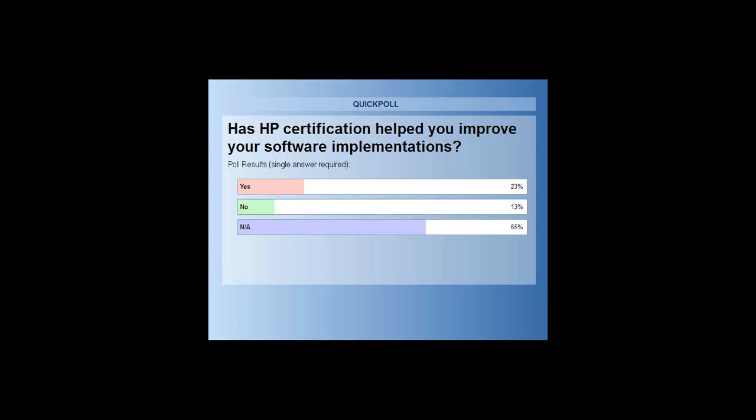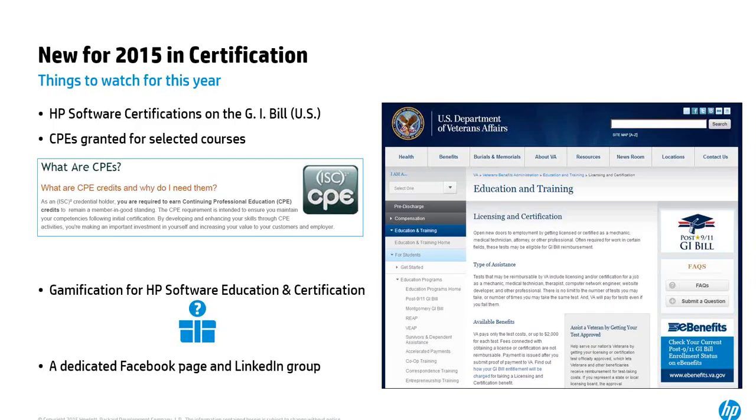Something new that we're introducing this year, which I'm very excited about and which will be rolling out sometime in March, is a new form of gamification. If you're not familiar with gamification, don't confuse it with playing games. That's something different. We're going to be rolling out a hub for HP Software Education and Certification, where we will invite people to participate.